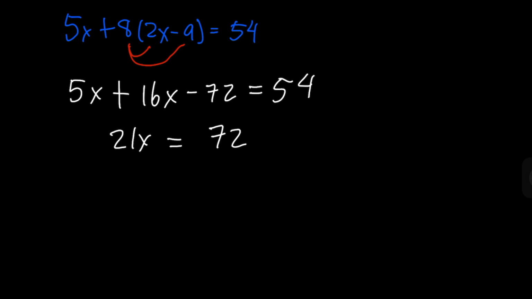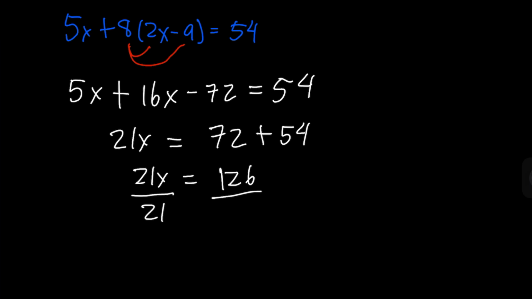other side of the equation, so we'll be having 72 plus 54 here. So let's combine 72 plus 54, that is equal to 126. Then we're going to divide both sides by 21.